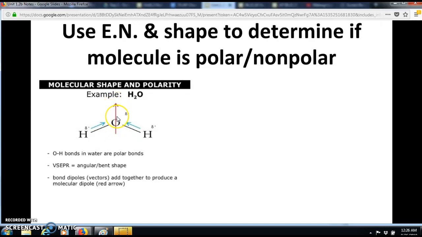which represents the polarity of the molecule pointing up towards the oxygen, meaning that this is where the negative side would be, where the arrowhead is, and this is where the positive side would be at the bottom of the arrow for water. So negative by the oxygen and positive by the hydrogens.